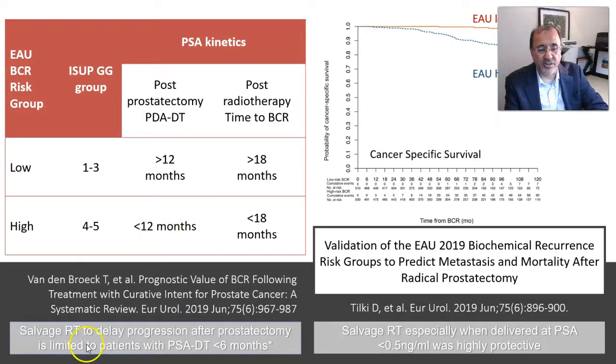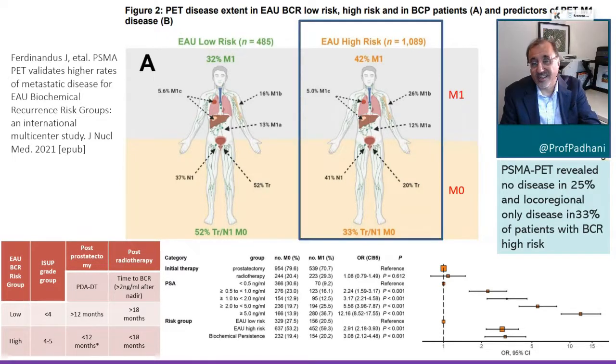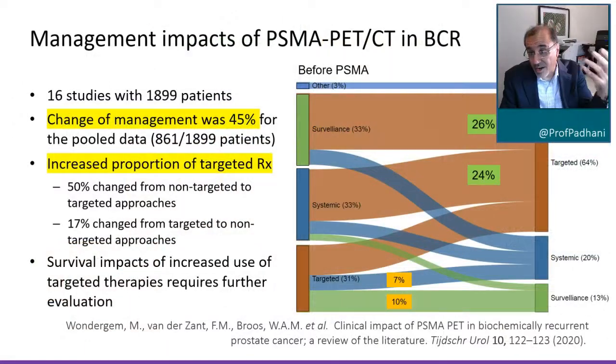So salvage radiotherapy to delay progression after prostatectomy is limited to patients with a fast doubling time. In other words, high-risk prostate cancer patients. And if you look at the chance of you seeing metastatic disease in a patient with high-risk biochemical recurrence, we talked about this before, it is in fact 42%. And there are management outcomes or impacts on this.